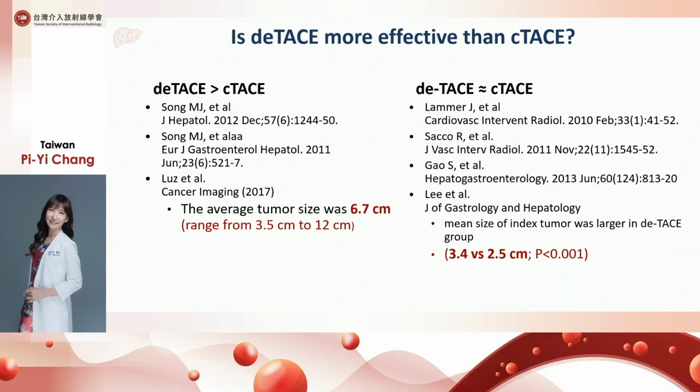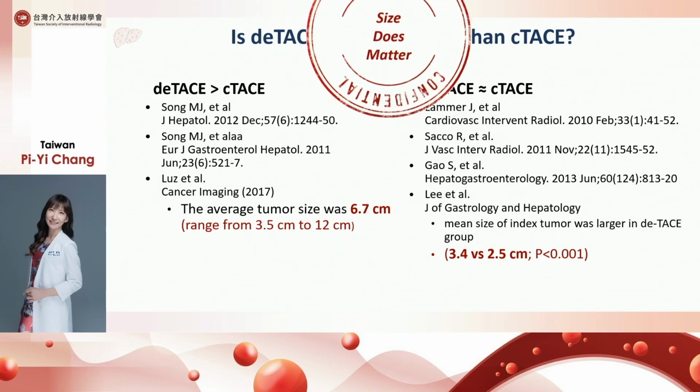So is DEB-TACE more effective than cTACE? Actually, there are two different groups. Sometimes the article tells us that DEB-TACE is better than cTACE, and you can see the tumor size is bigger, up to 6.7 centimeters. But if the article tells you that the effect is almost the same, I have seen that it's almost the same size, like 3 centimeters. But I have to say, if the tumor is 3 centimeters, I would do cTACE also. So size doesn't matter.